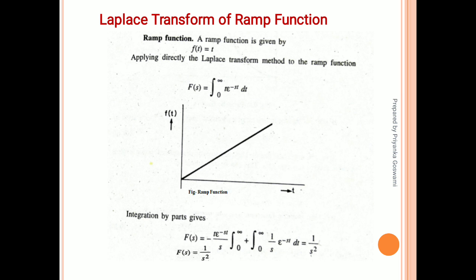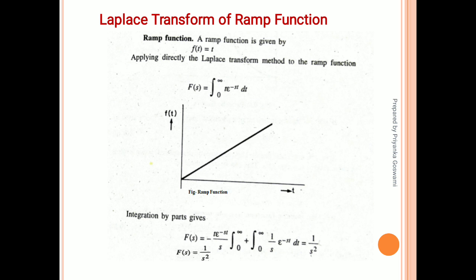Now, Laplace transform of ramp function. A ramp function is given by f(t) = t. Now, directly apply the Laplace transform method. So, F(s) = integral from 0 to infinity of t e^(-st) dt.